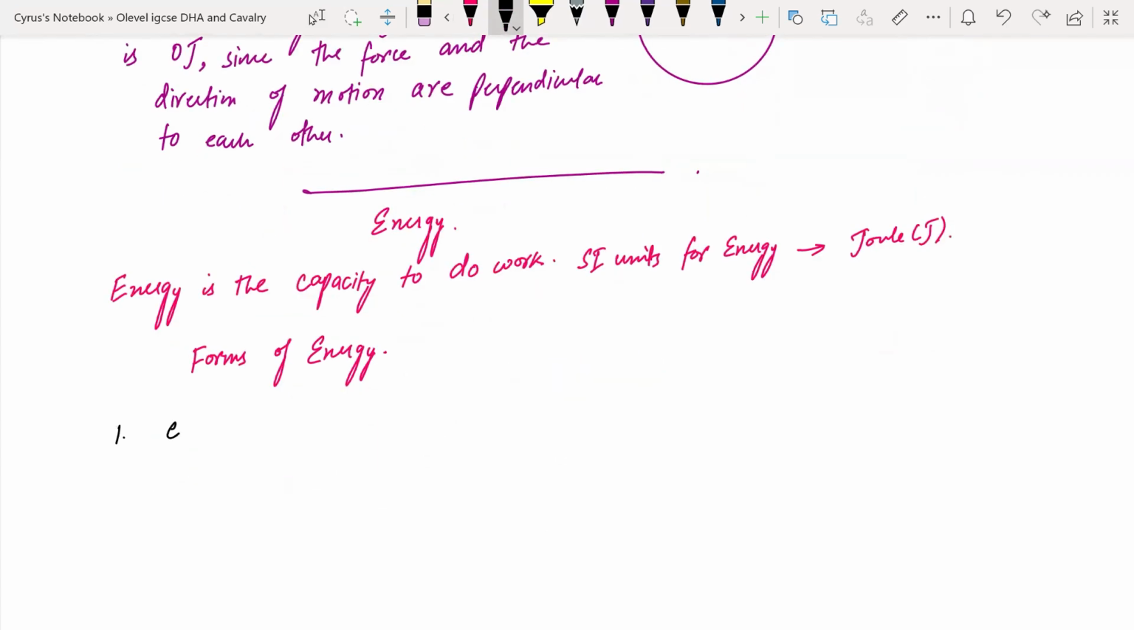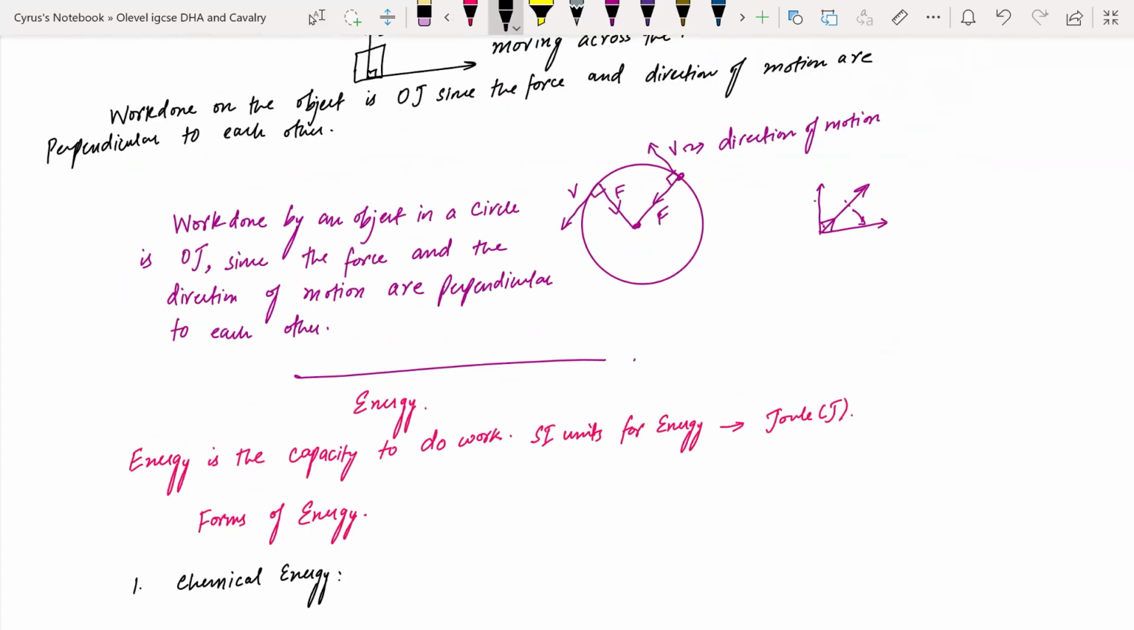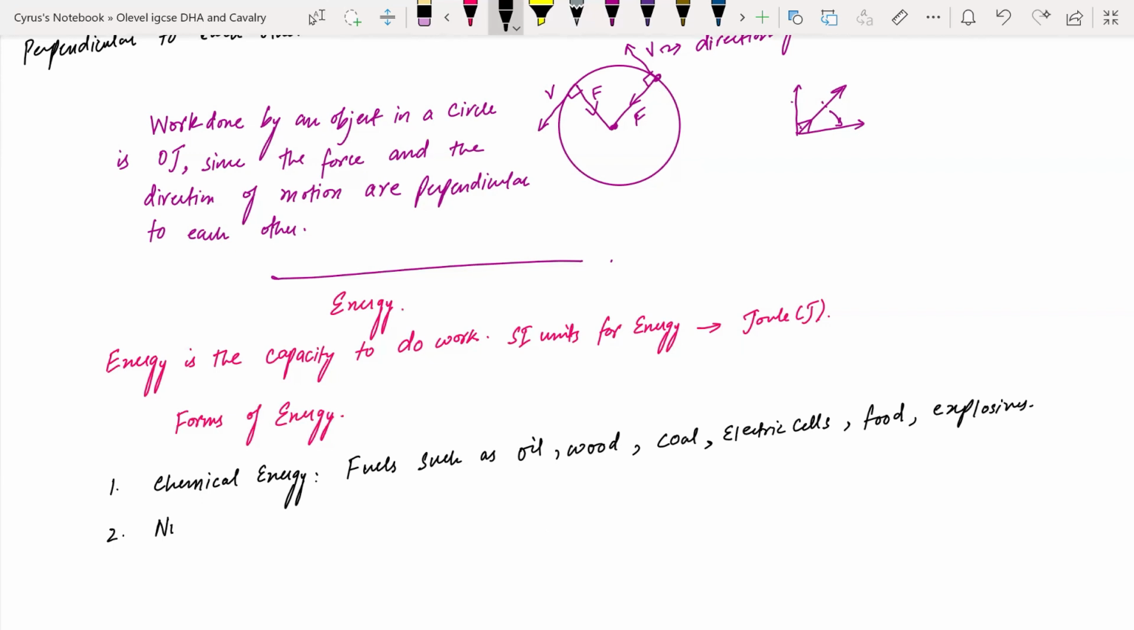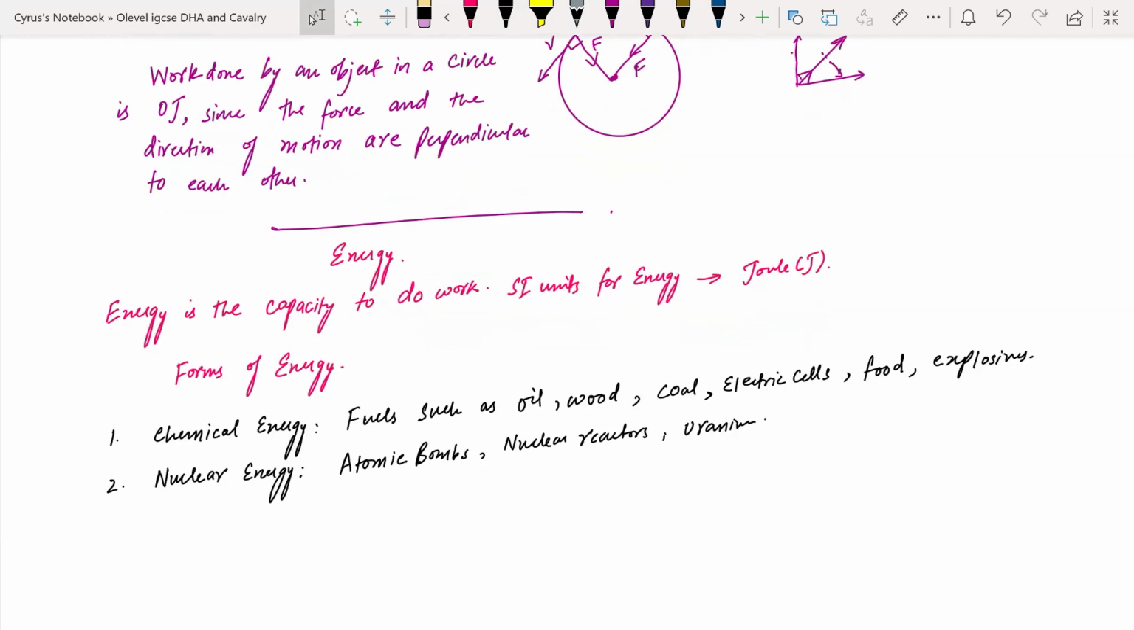We have the chemical energy, right? And the chemical energy is found where? It is found in fuels such as oil, wood, coal, electric cells. These batteries, these cells, have chemical energy, very important. Food, explosives. Then we have nuclear energy. Nuclear energy is in what? In atomic bombs, nuclear reactors, especially uranium, a metal, found in uranium. Is that clear, everyone?